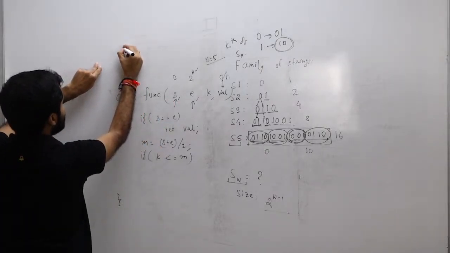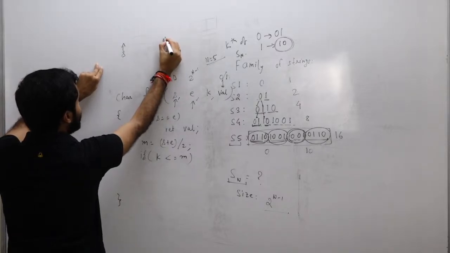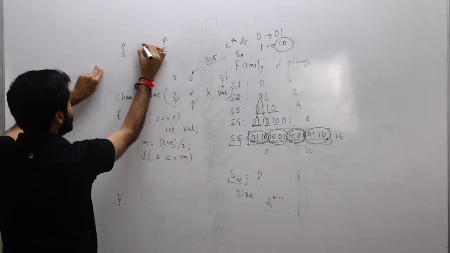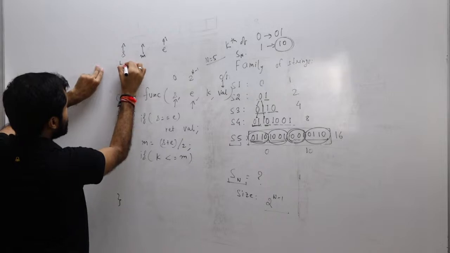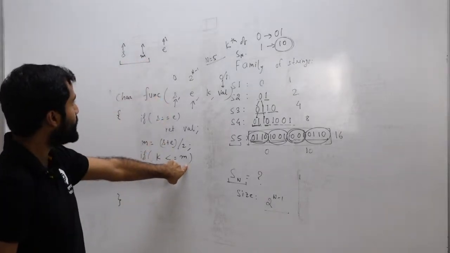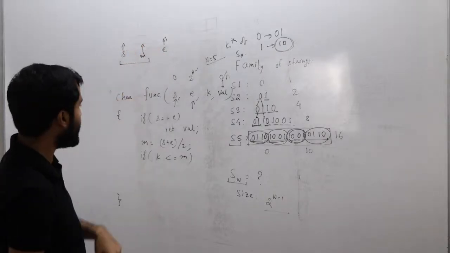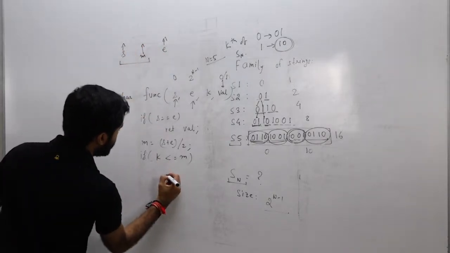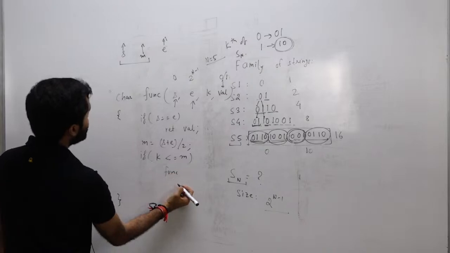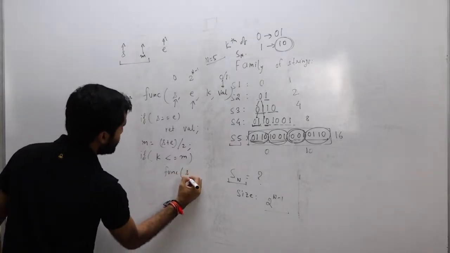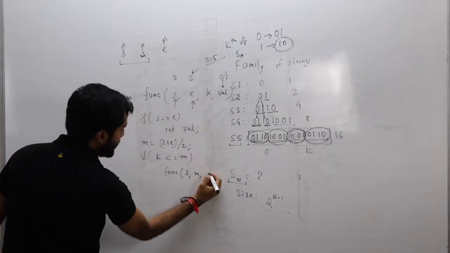S denotes the starting index, e denotes the ending index, m is the middle index. So if your k is smaller than or equal to m, that means your answer lies in the left half. If your answer lies in the left half, what will you do? You will end up making a function call func from s to m. You will pass your k as it is.